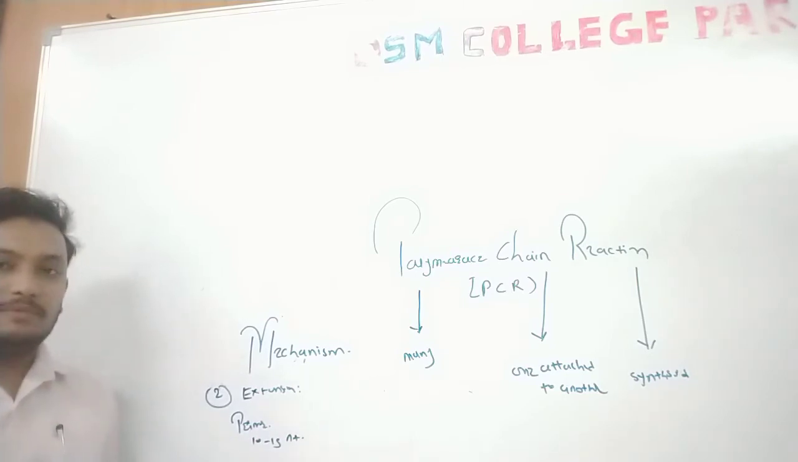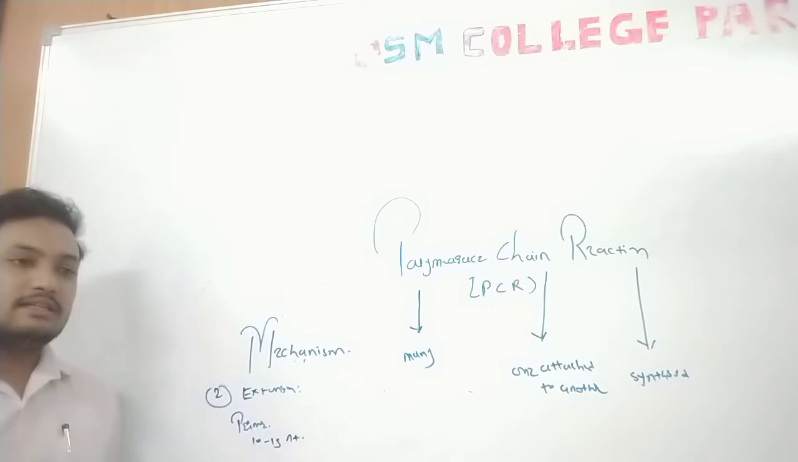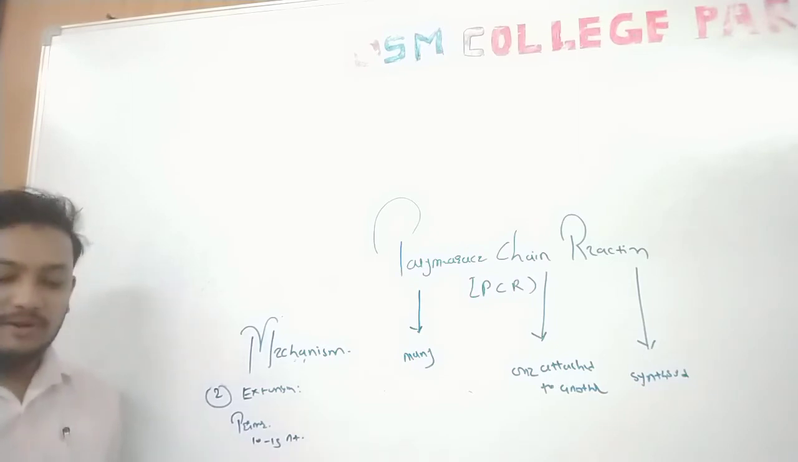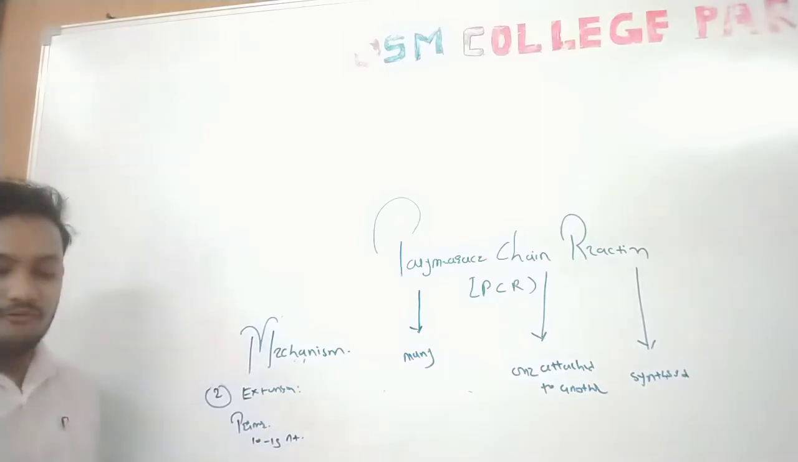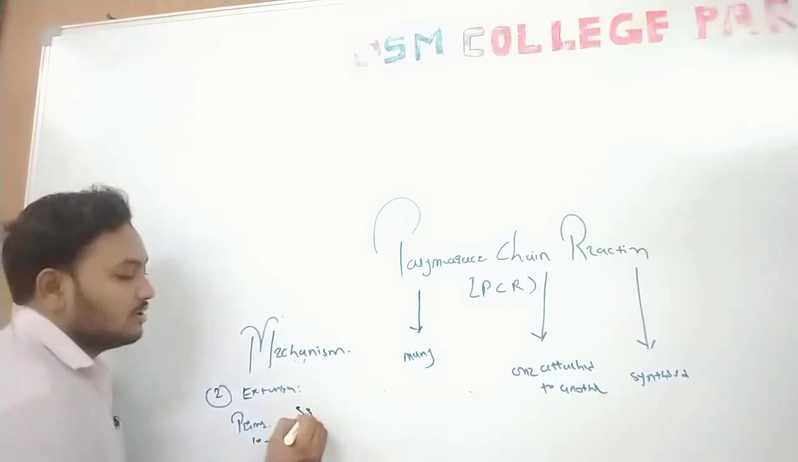In the reaction mixture we have the denatured DNA, and we supplement it with the primer. For the primer to interact with the complementary DNA, we require some temperature artificially, that is a 55 degrees Celsius temperature for 20 minutes.